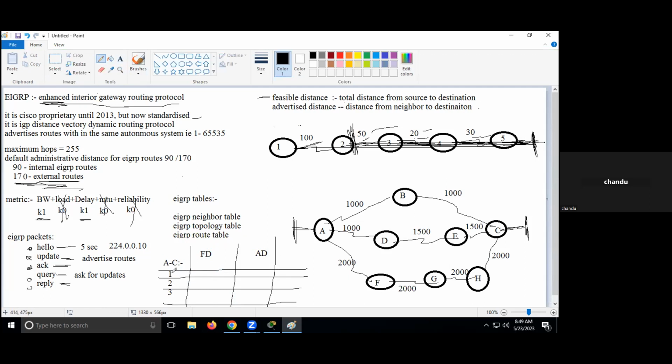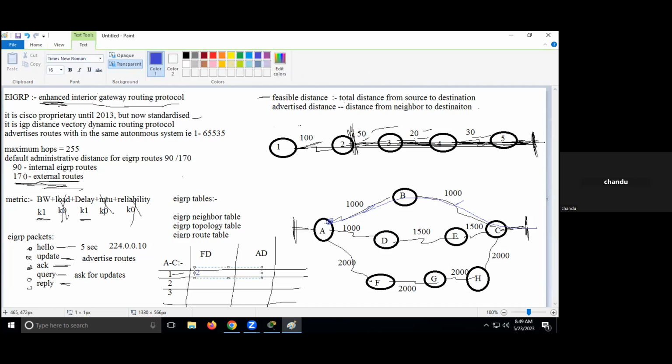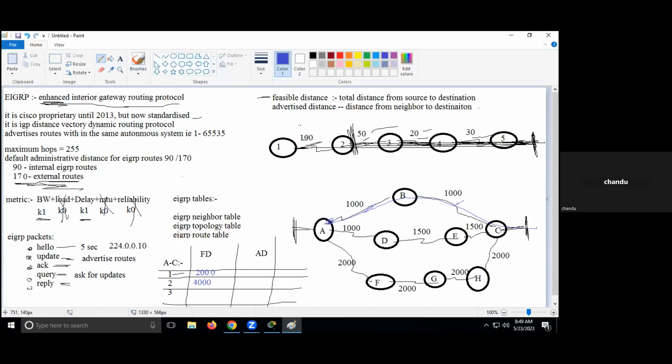In the first path, the FD value is calculated from the source to the destination: 1000 plus 1000, that is 2000. The second one is 1000, 1500, 1500, 3, plus 1000, that is 4000. Because when you select the FD value, it is the total distance from the source to the destination.